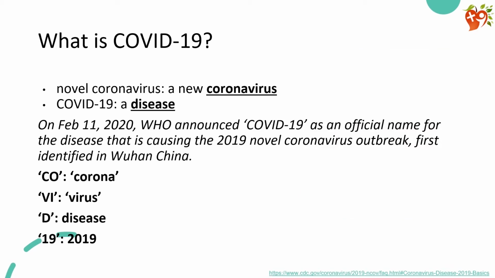Now we're specifically talking about a new type of coronavirus called novel coronavirus. Here we want to do a differentiation. A novel coronavirus is a virus that hasn't been previously identified, and COVID-19 is a disease caused by this novel coronavirus. In early February, World Health Organization announced COVID-19 as an official name for the disease, first identified in Wuhan, China, where CO stands for corona, VI stands for virus, DE stands for disease, and 19 represents 2019. The theory is that COVID-19 may have jumped from an animal species into the human population and begun spreading, but there's no evidence yet.